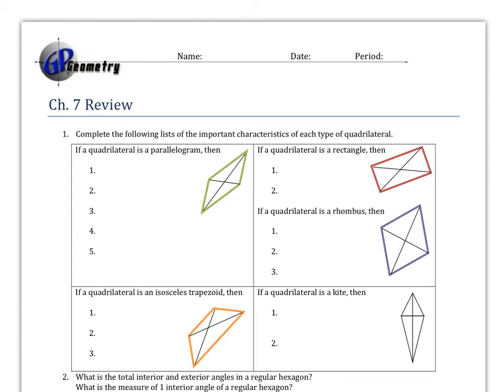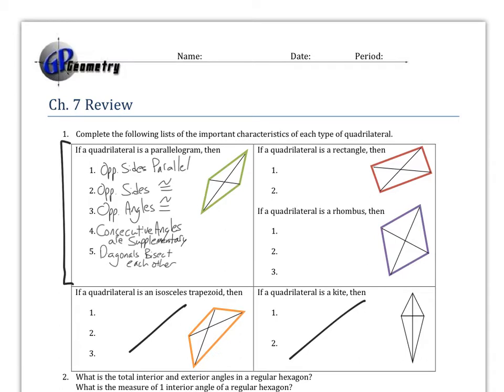Okay, here's our Chapter 7 review. The first thing we need to be ready to do for our test is these top two boxes here. Not so worried about the isosceles, trapezoid, or the kite. Not going to ask you those, but we need to know our special things about a parallelogram. Here they are.